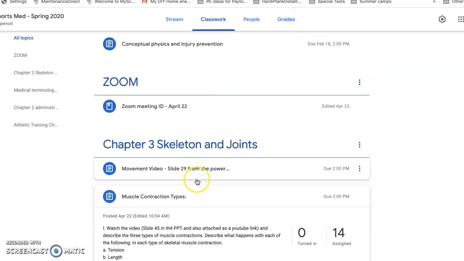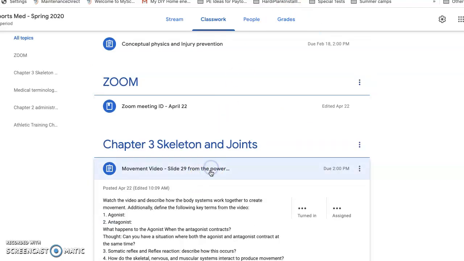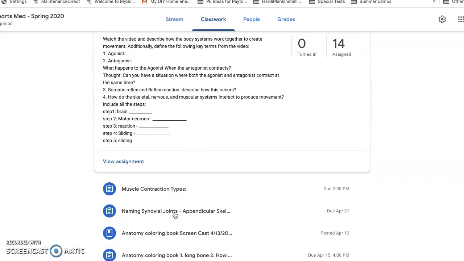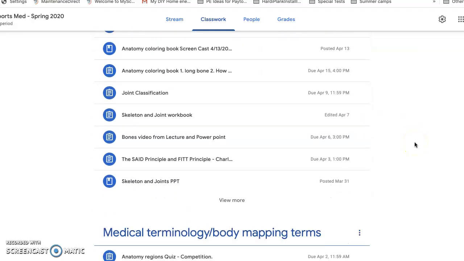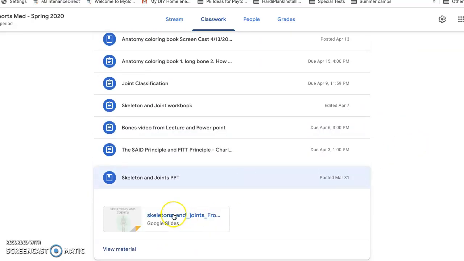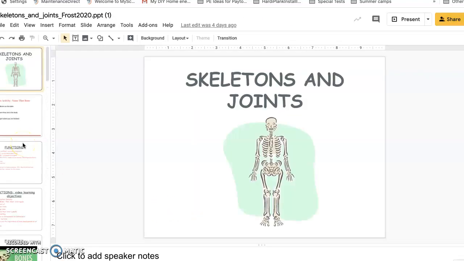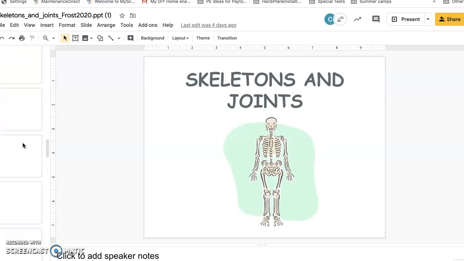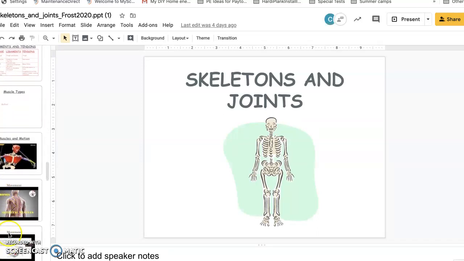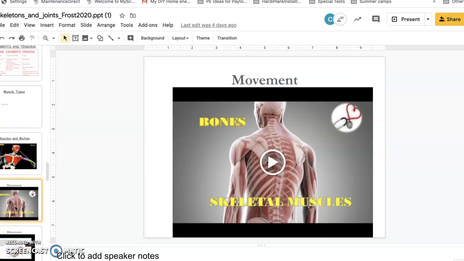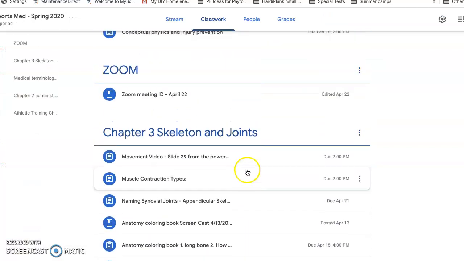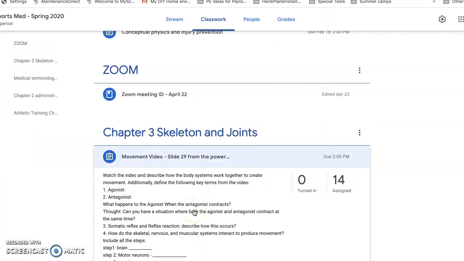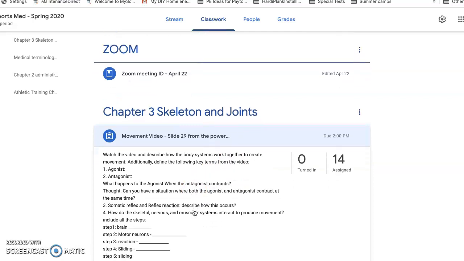So here we go. For the movement video slide, you are going to open the video, slide 29 in the PowerPoint. If you go down to the PowerPoint for this class, I'll add it as a link later once I'm done with this video. Slide 29. This video goes along with that assignment. So watch the video, and as you watch the video, pause it as needed, and answer these questions.